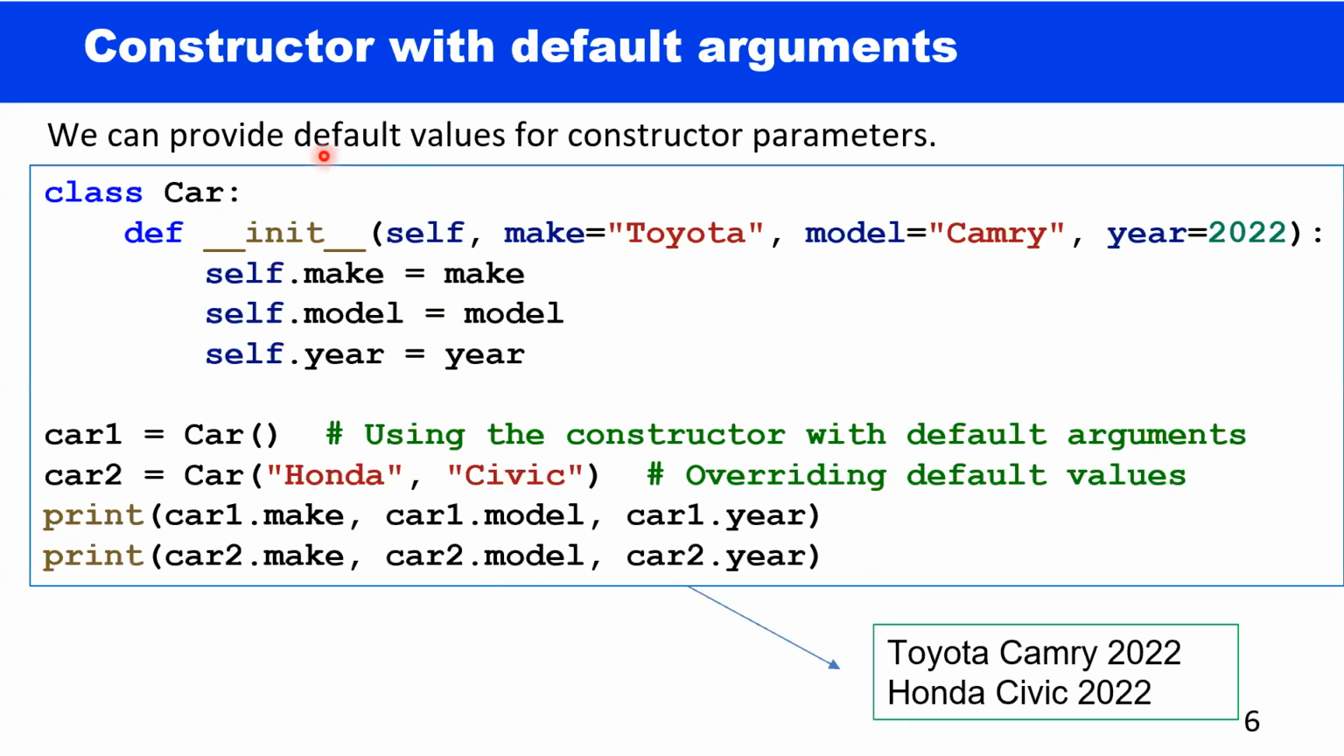The next type of constructor is constructor with default arguments. So in this case, we can provide default values for the constructor parameters. Let us see an example.